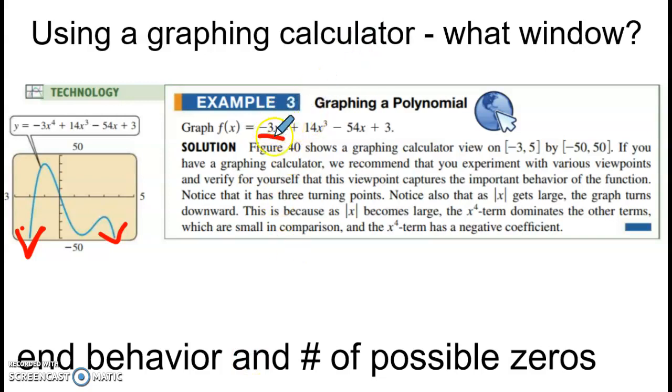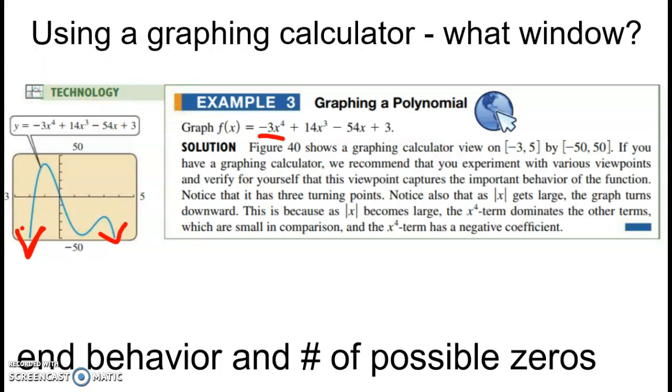You'd be like, wait, it's a 4th degree. It can't be just going in opposite directions. It's a negative leading coefficient. I'm going to have to make my viewing rectangle bigger. Okay? So then I see they made the y-axis go from negative 50 to 50 so you can see the whole thing. All right, so make sure you play with it. Don't just graph something on a 10 by 10 window and assume that you see everything.